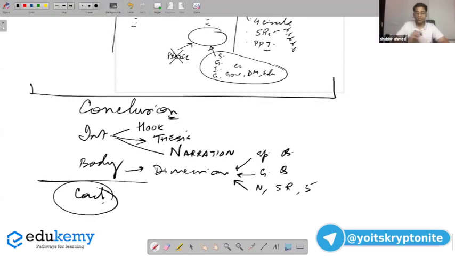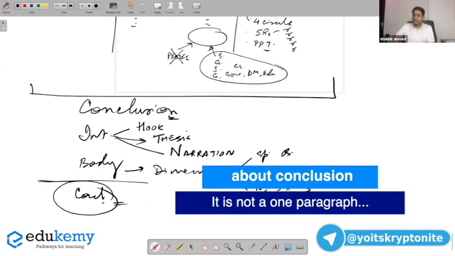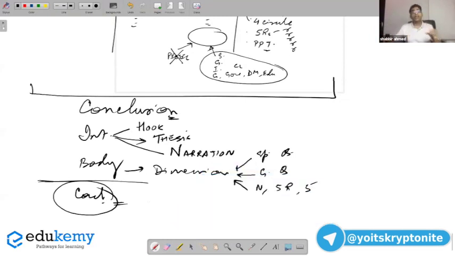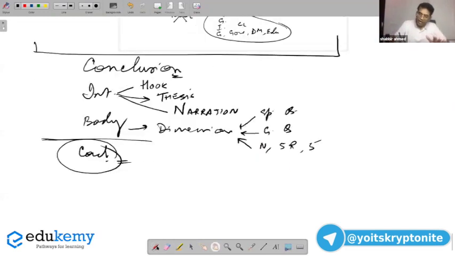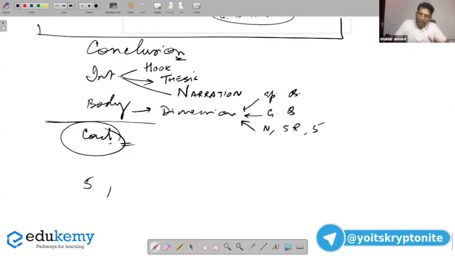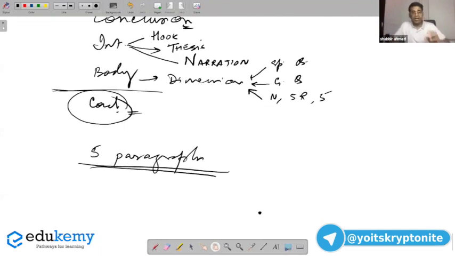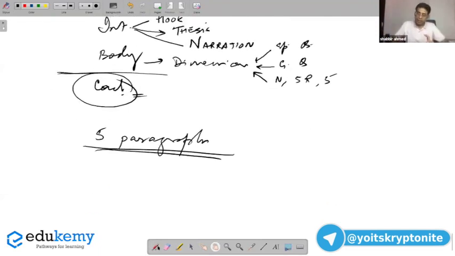A conclusion of the essay is again not one paragraph. See, ये mistake होता है. Most of us are of the opinion, sir, the conclusion is the last paragraph. I say no. Conclusion is never the last paragraph in an essay. See, there is one type of write-up called as 5 paragraph essays. Some of you would have done this. 5 paragraph essays में क्या होता है?